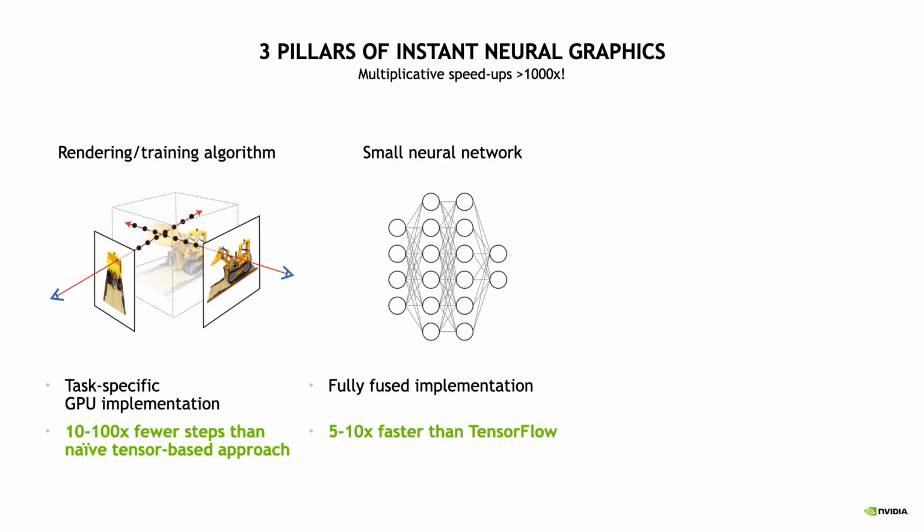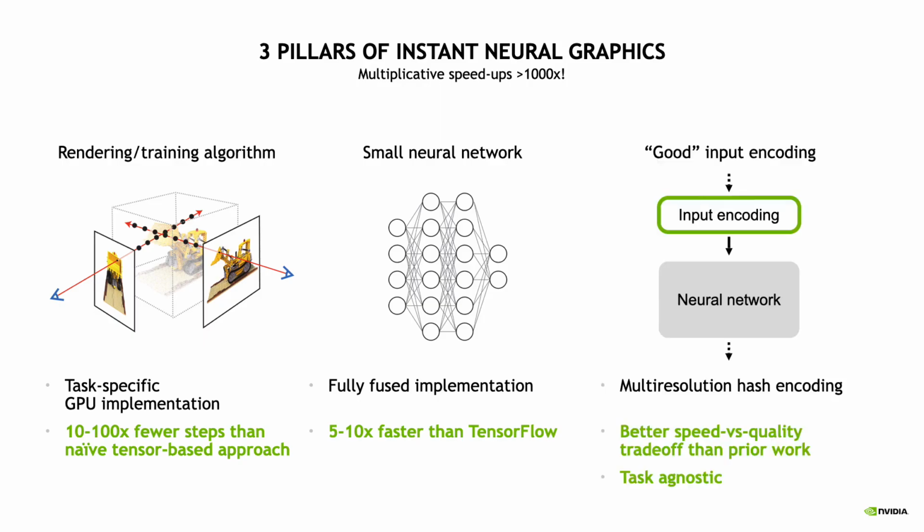And you can see now why I said before that these speedups are multiplicative, right? We have 10 times fewer queries to a 10 times faster neural network for a total speedup of 100x already. The last ingredient is going to be a quote-unquote good input encoding to the neural network.